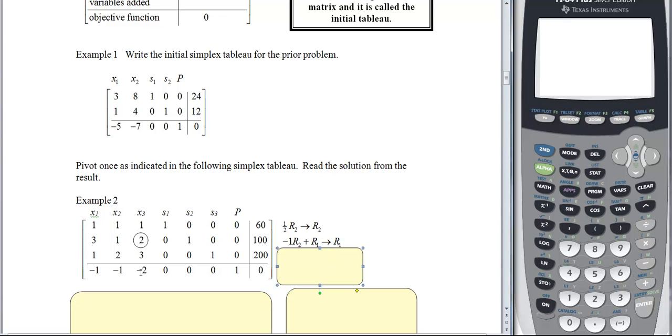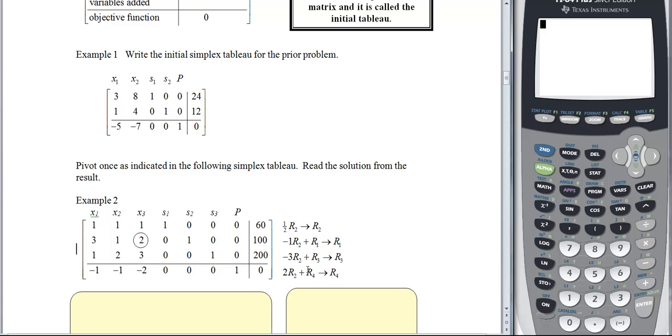I've got to make this position a 0. So I'm going to have a negative 3 times row 2, add to row 3 to give me my new row 3. And all the way, the whole column, I'm going to make this position a 0, and I'm going to multiply row 2 by a positive 2. So 2 times row 2, add to row 4 to give me my new row 4.